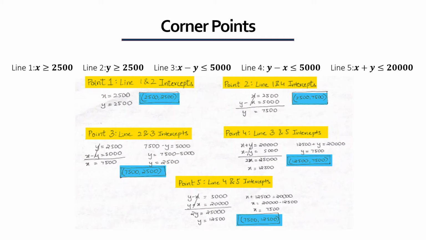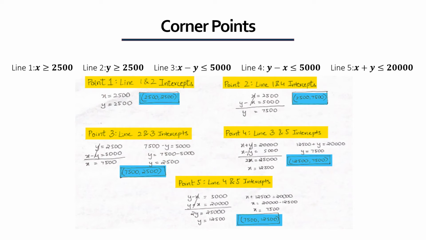So solving the corner points, how do we get the corner points? So for point 1, we're using line 1 and line 2, and we solve them to get the intercept. X is 2,500, Y is 2,500. And for point 2, we're using line 1 and 4 to get the intercept: 2,500, 7,500. And for point 3, we're solving line 2 and 3 to get the intercept. X is 7,500, Y is 2,500.